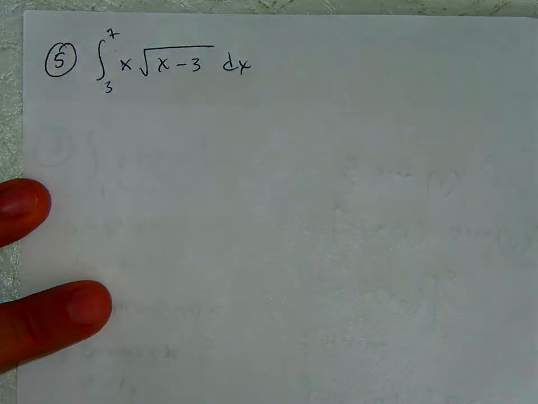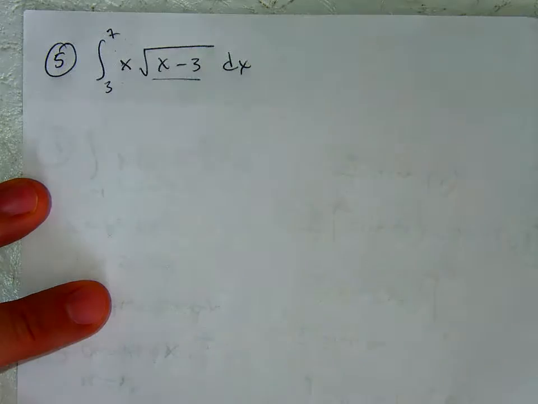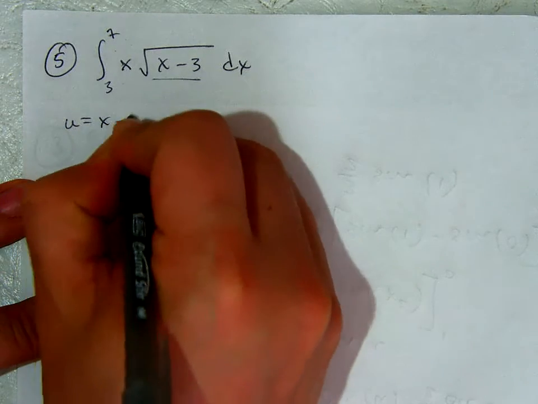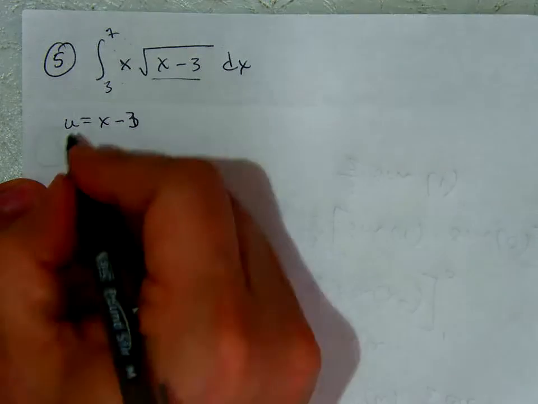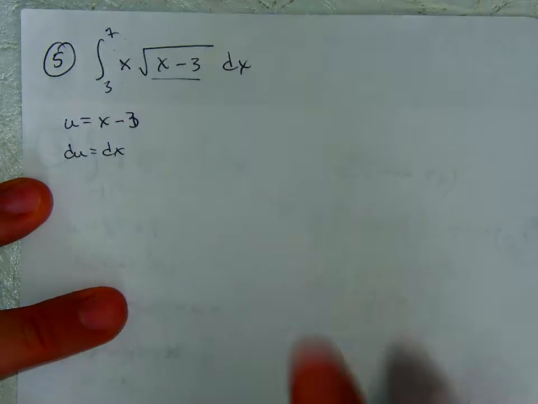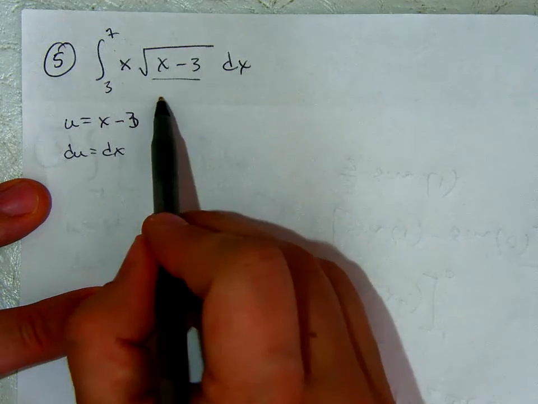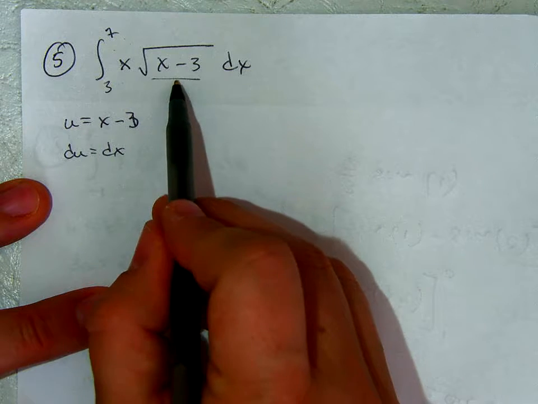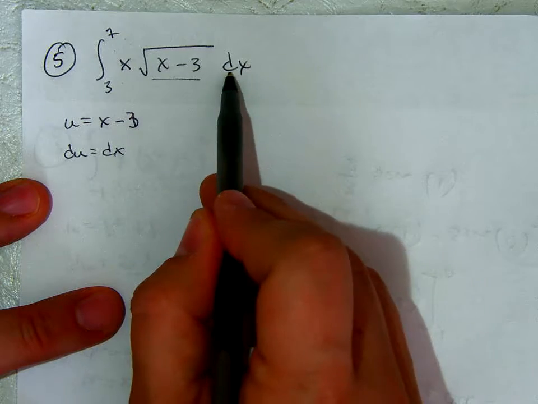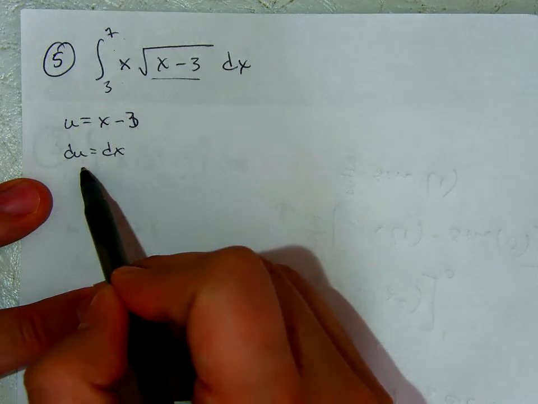So this is going to introduce some new complications, but we start the same way by just making u whatever we have inside. So u equals x minus 3, which means that du equals dx. Now when we look at this, if I want to replace all the x's with u's, I can replace the inside part with u, right? That's going to be square root of u. I can replace dx with du because they're equal.